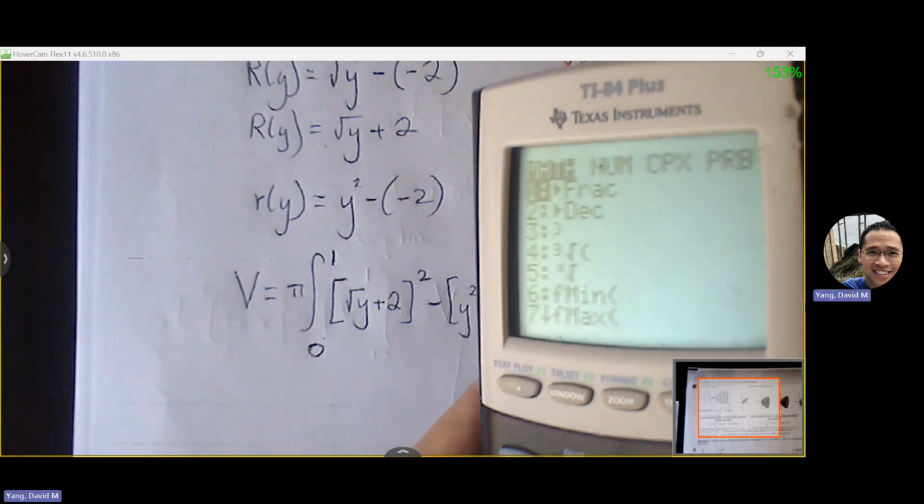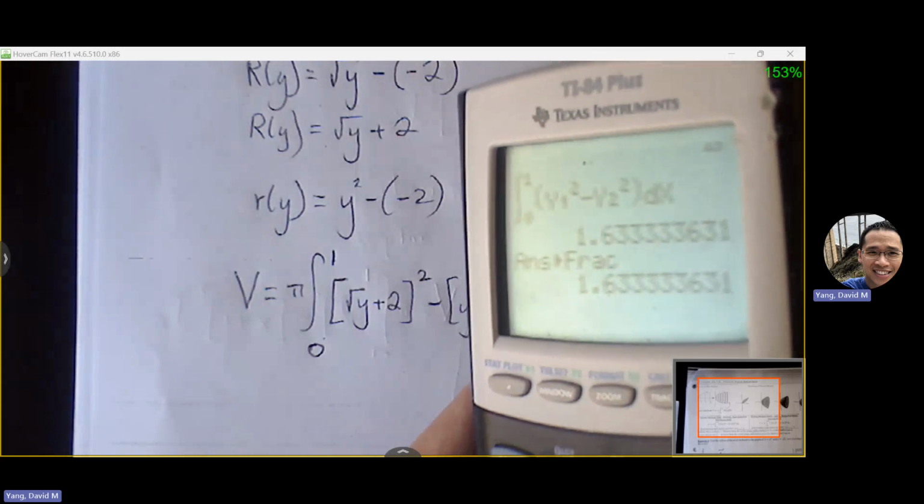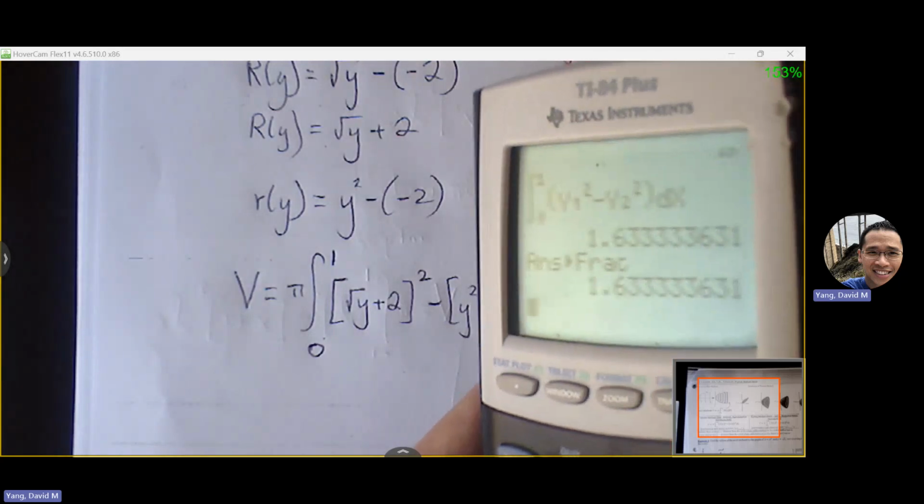Let me see if this will convert to a fraction for me. It's not able to convert to a fraction, which is okay. Then just round to 3 decimal places and then attach pi at the end.